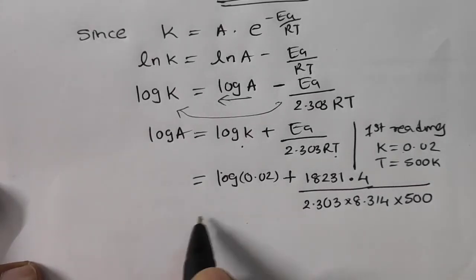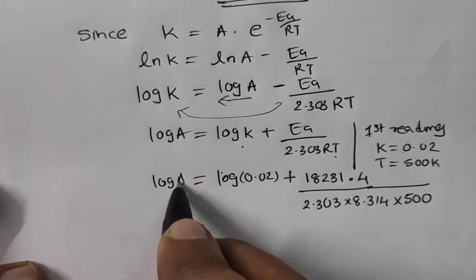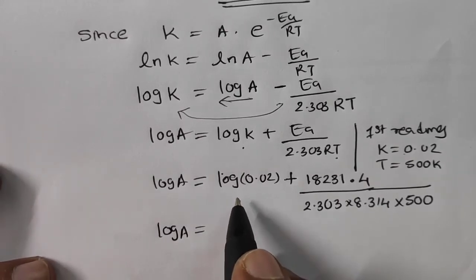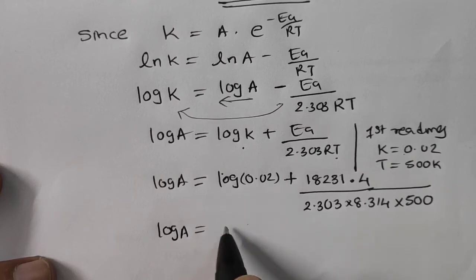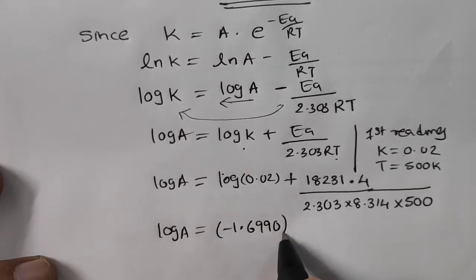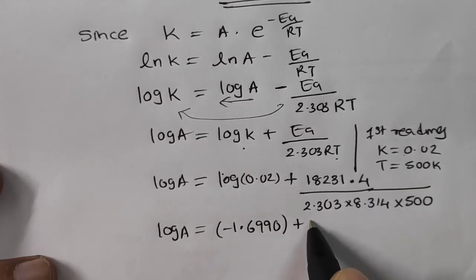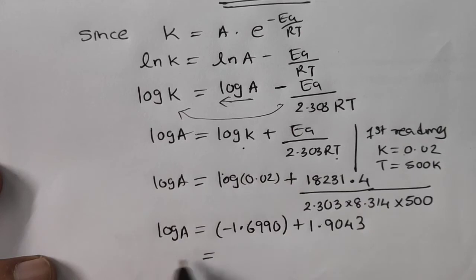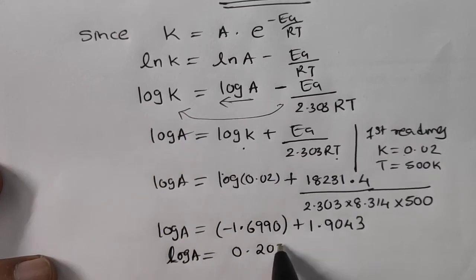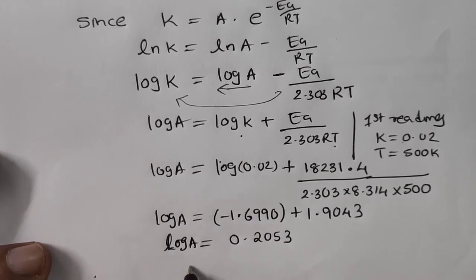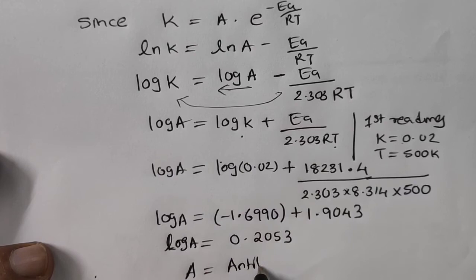So log A is equal to, if you simplify this, minus 1.6990 for log 0.02, plus this whole thing simplified, which is 1.9043. So log A will be equal to 0.2053. Now, the inverse of log is anti-log, so A is equal to anti-log of 0.2053.